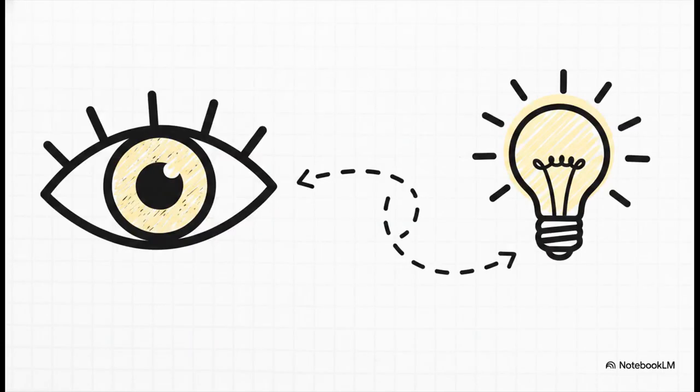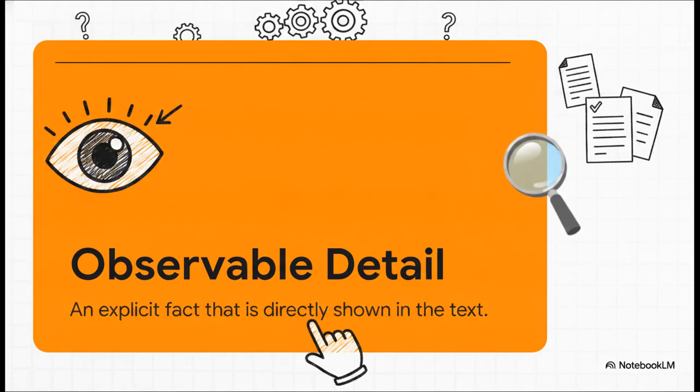Now, to analyze those settings like a real pro, we have to put on our detective hats. We need to clearly distinguish an observable detail from an inference. Think of an observable detail as simply an explicit fact. It's something that is directly shown right there in the text. You could literally point your finger at it on the page.